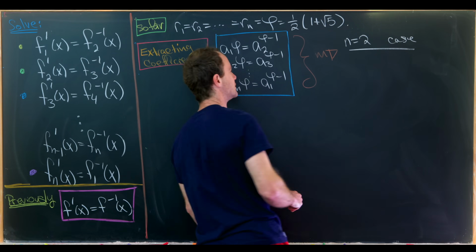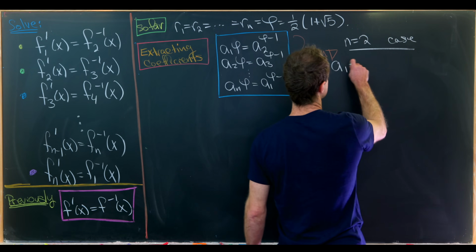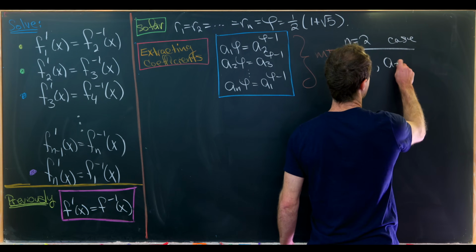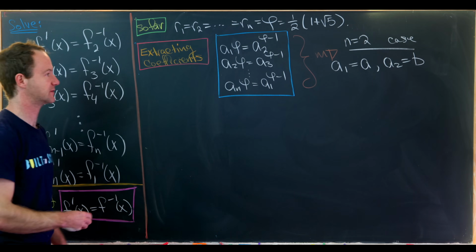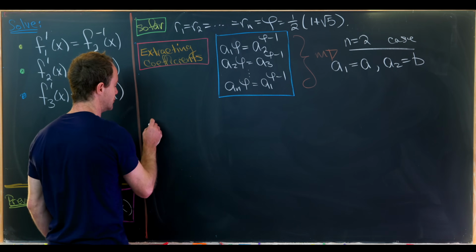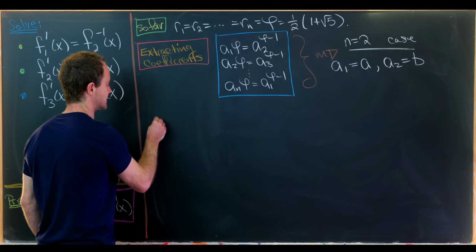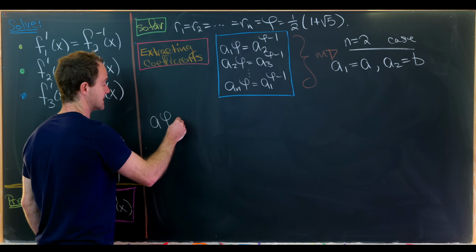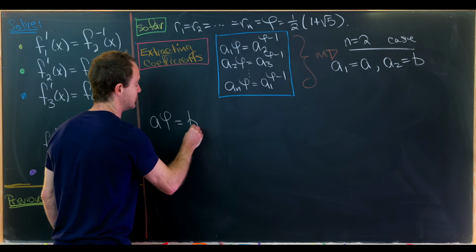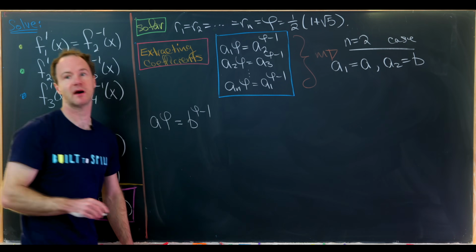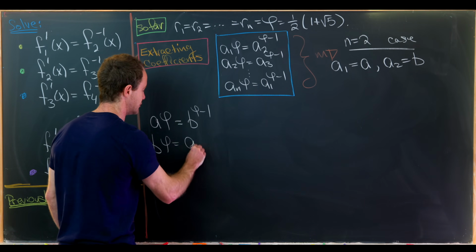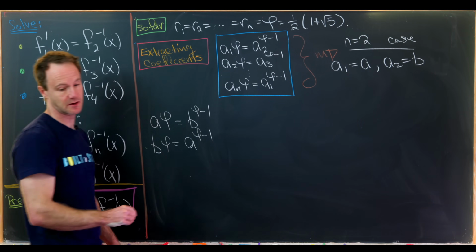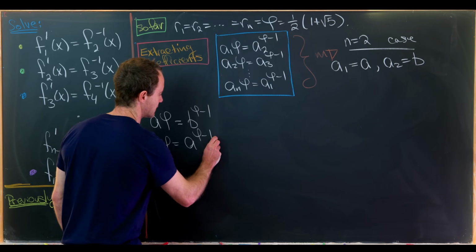Okay, so here I'll use the following notation. I'll set a1 equal to a and a2 equal to b. So that means we don't need subscripting. That means this blue boxed set of equations turns into a times phi is equal to b to the power phi minus 1. And then we'll have b times phi is equal to a to the power phi minus 1. Okay, so let's get at it.